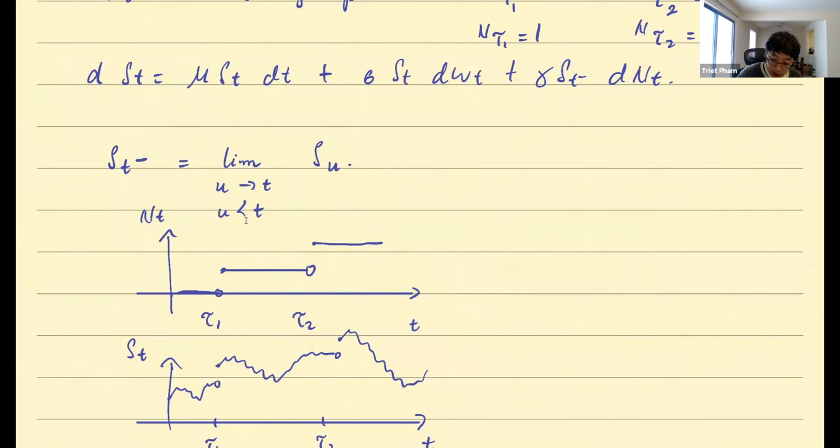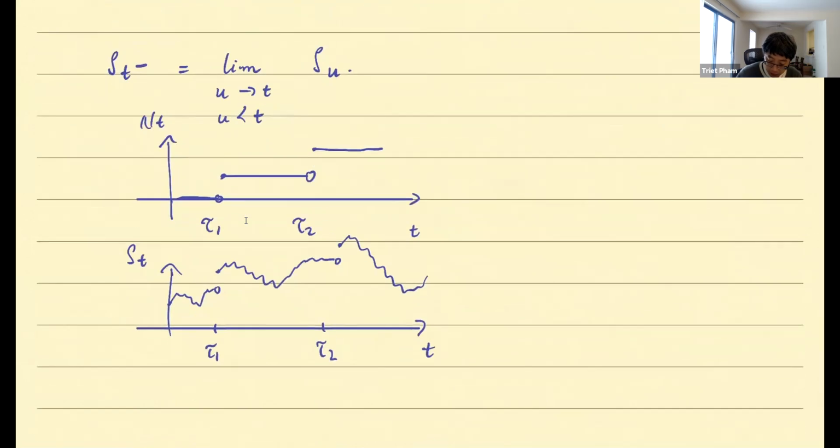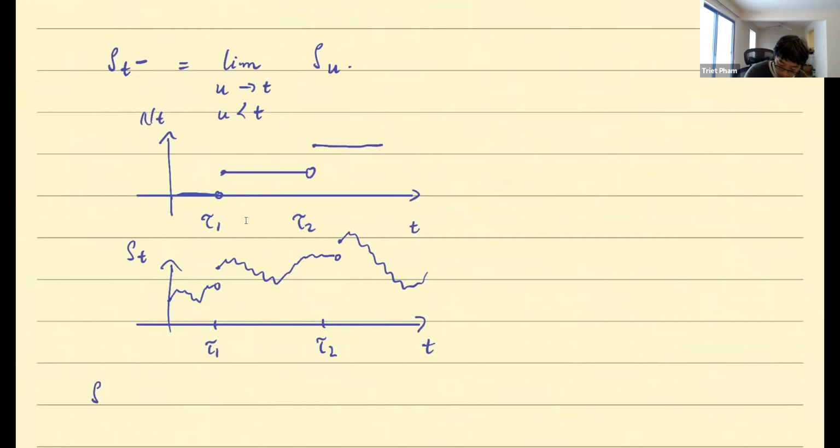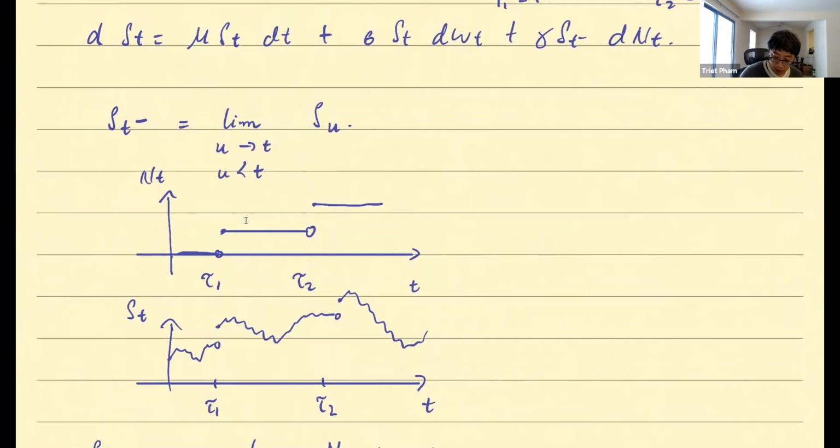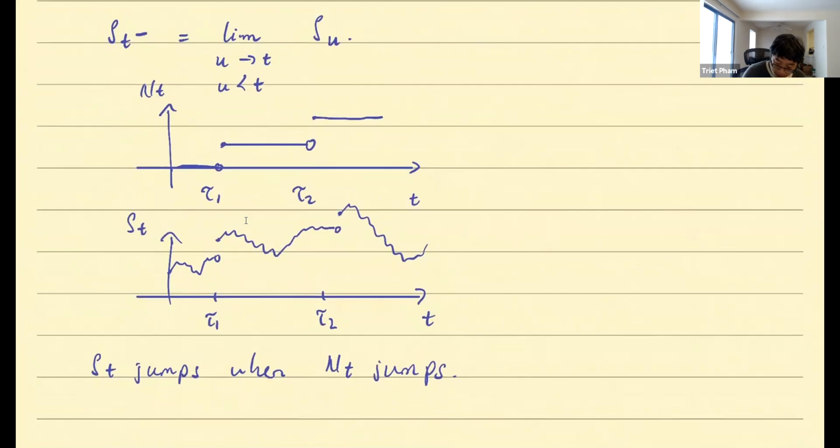Okay, what size is the jump? Well, the clue is given right here. So let me first write this. ST jumps when NT jumps. Okay, that's what it says. That's the first thing about this model. Second, NT always jumps with size 1.